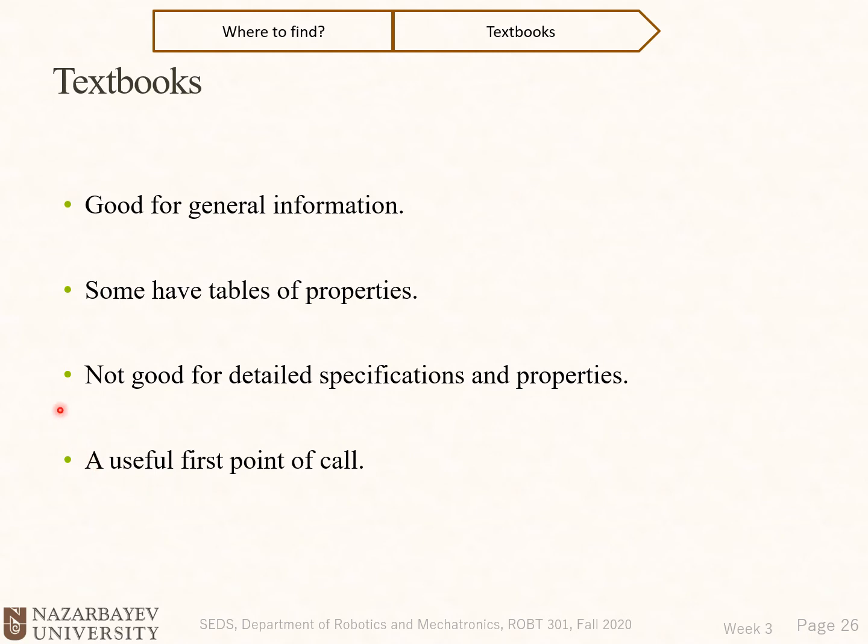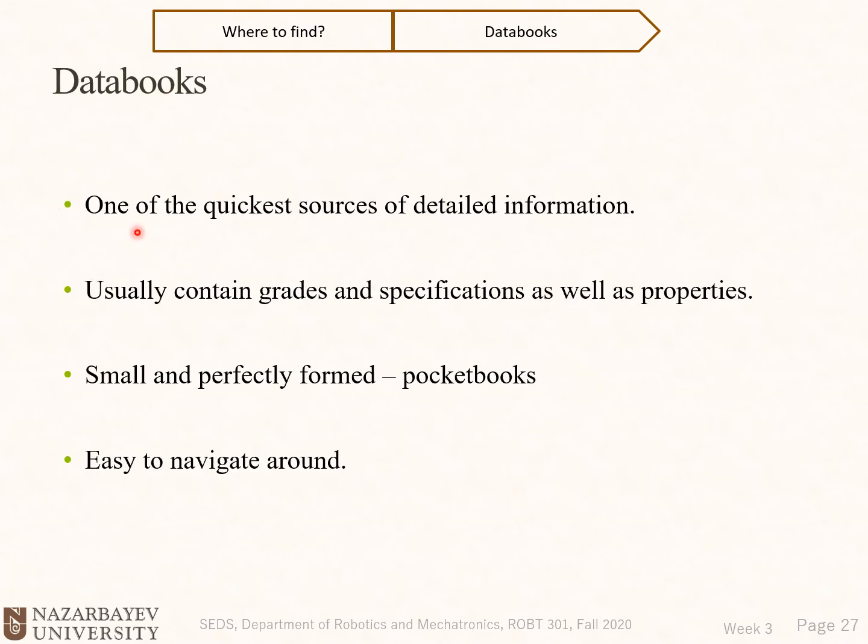Okay, so we should think of that when we refer to textbooks. They are not good for detailed specifications, yes? So it's good as a starting point. Textbooks are a good starting point. And that's why we always refer to our textbook, the main reference book for mechanical properties. But when it comes to real design, you need to also refer to other references. Data books are one of the quickest sources of detailed information. They usually contain grades and specifications as well as properties. Small and perfectly formed pocket books, to find those detailed pieces of information, and they are easy to navigate around.